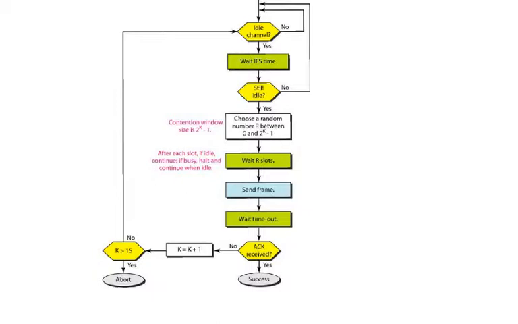So in case of collision, I increase K, and then I go back from the beginning to make sure that the channel is idle, and then I repeat. So this is something that you have to watch for. There is no backoff in the case of CSMA/CA. So that's another significant difference. Any question?